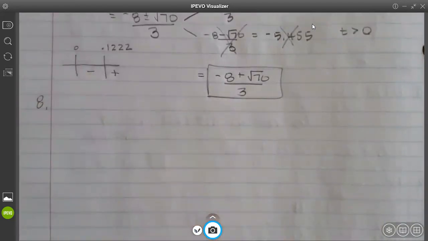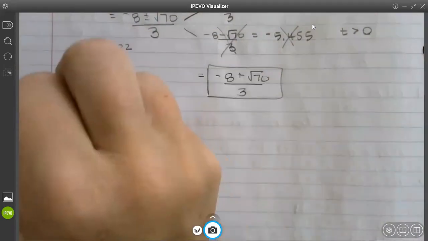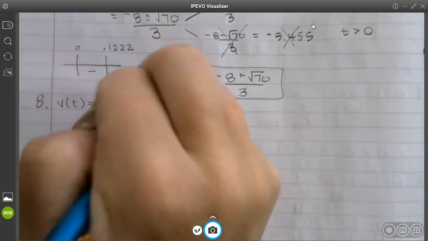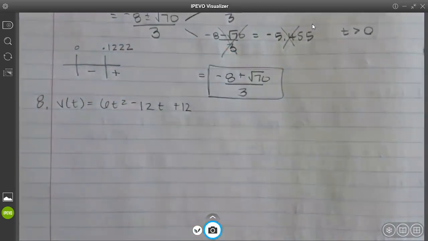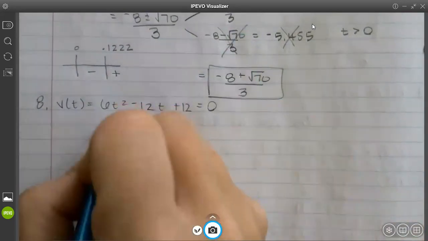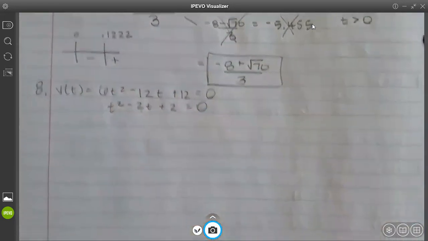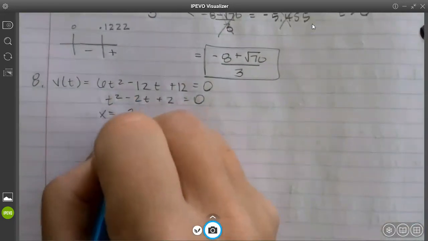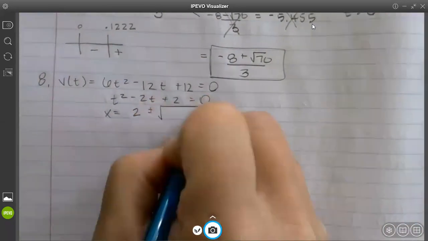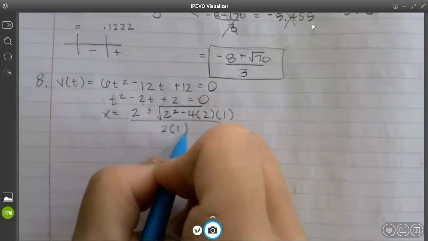Last one on this page, and then the 5 in problem. If the position function is this, find when the particle is changing direction. So what do we need? What's the derivative? What can I do? And then what can I do? Same thing's going to happen here. I can't factor, so x equals negative b, so 2 plus or minus the square root of 2 squared minus 4 times 2 times 1 all over 2 times 1.